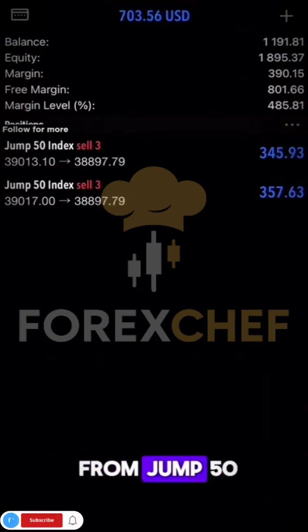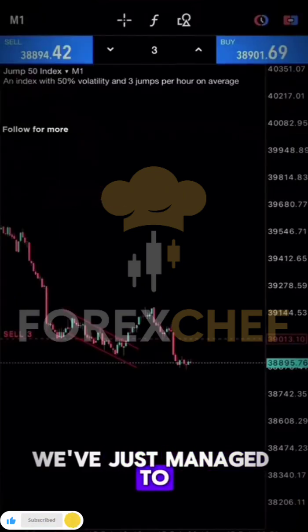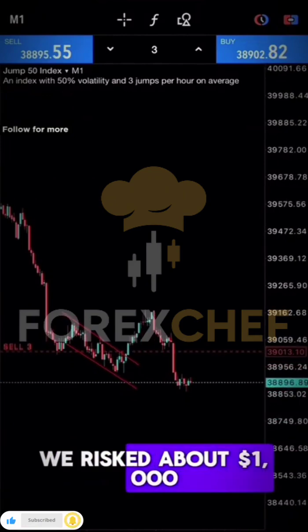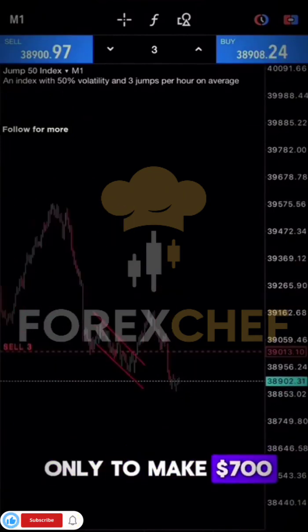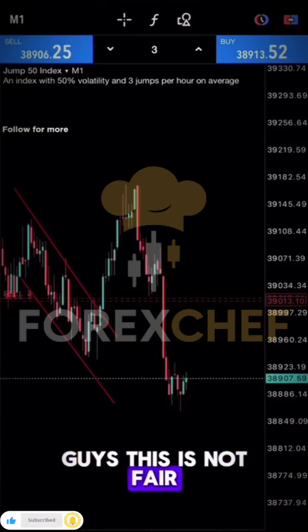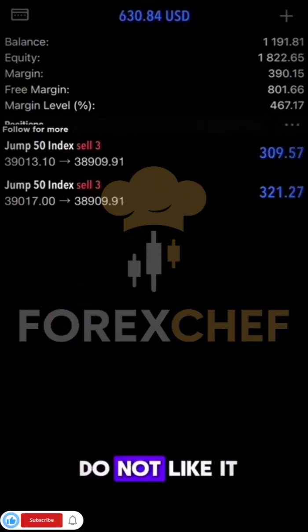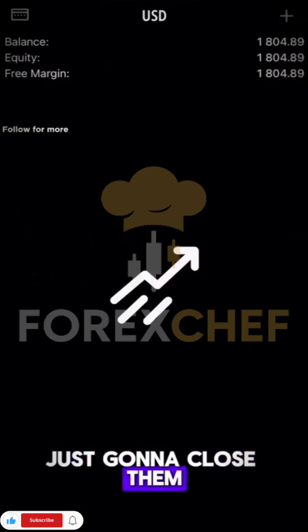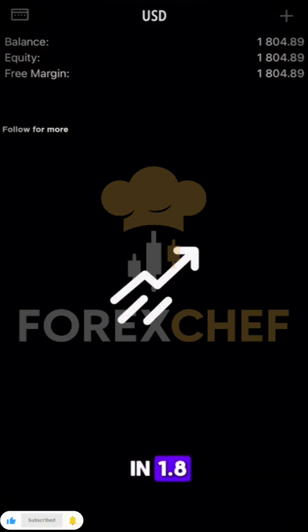So from Jump 50, we've just managed to make about $300. We risked about $1,000 only to make $700. This is not fair, guys. I do not like it one bit. I'm just gonna close my trades. So now we are in 1.8. What are we going to do?